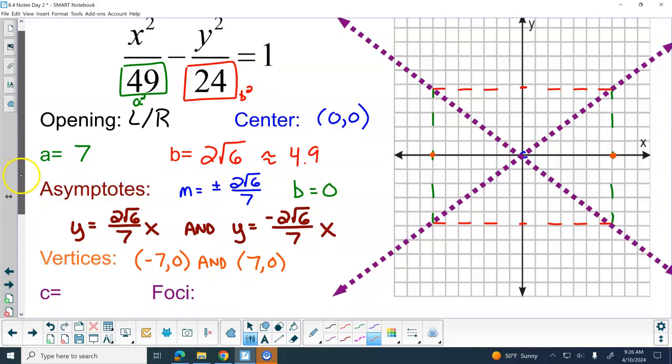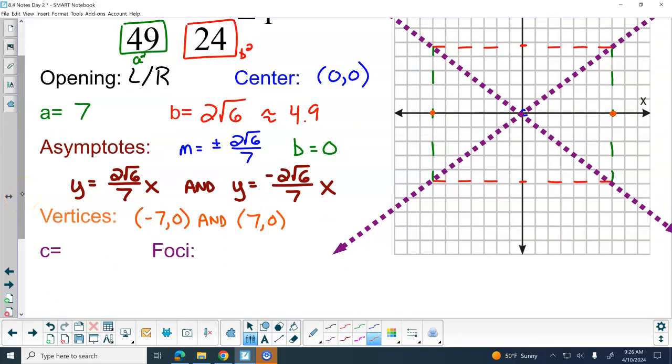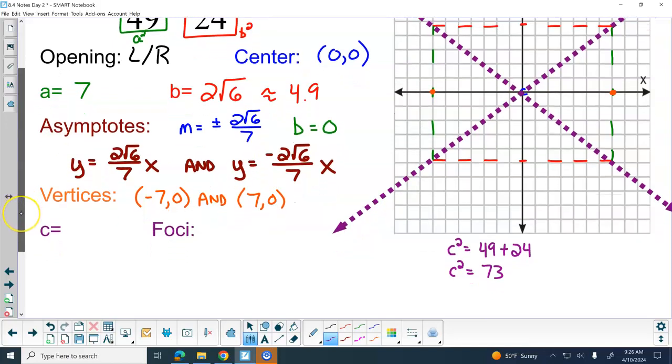Next thing that we have to do is we have to come up with our C value. C squared is A squared plus B squared. 49 plus 24. 73. Which means if C squared is 73, what is the value of C? Anything simplifiable in there? No.